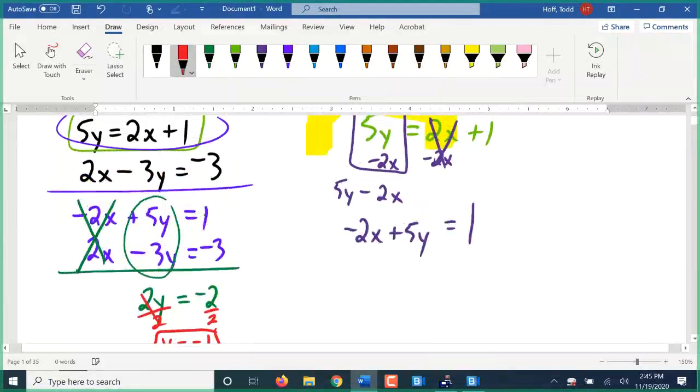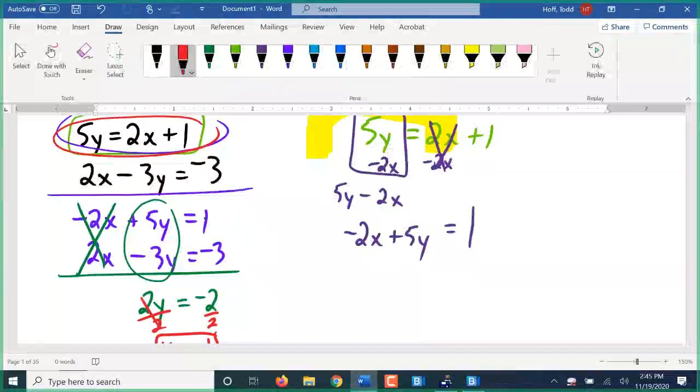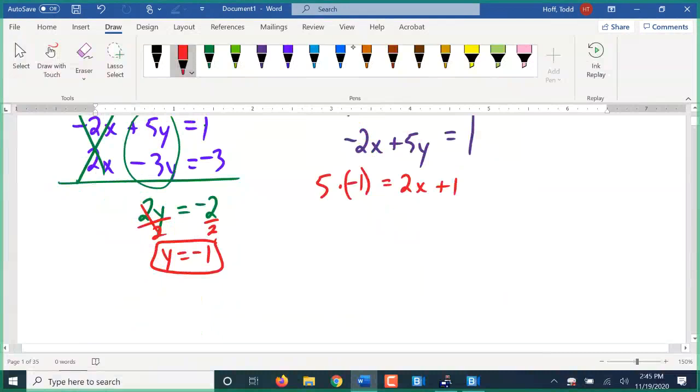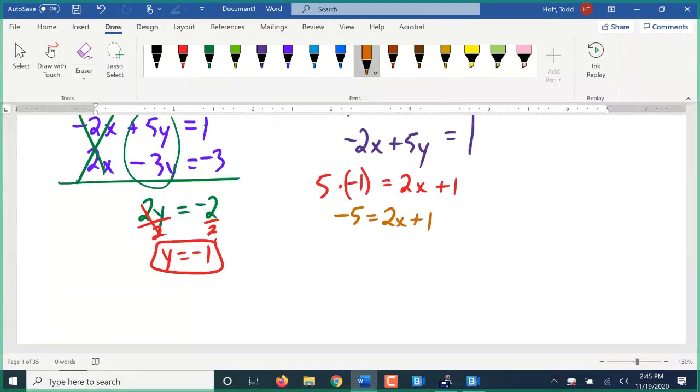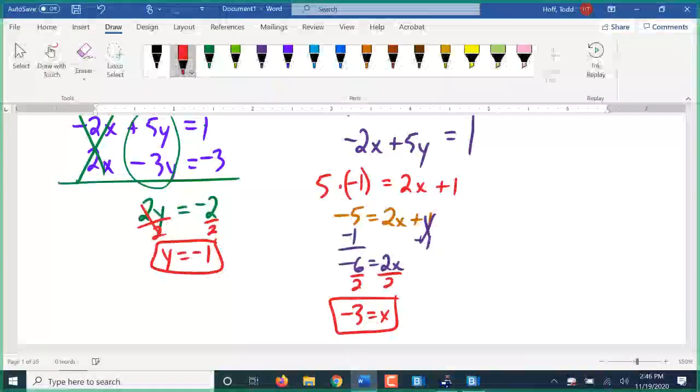Now we still need to find x. We can go back to any of these equations we have here to do it. I'm just going to go back to that top one. 5y becomes 5 times negative 1 equals 2x plus 1. I'll combine what I can here. 5 times negative 1 is a negative 5 equals 2x plus 1. Now I'll subtract 1 from both sides. Negative 6 equals 2x. And we solve for x by dividing by 2. We get negative 3 equals x. So our solution here, x is negative 3 when y is negative 1.